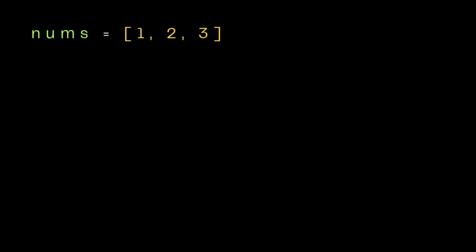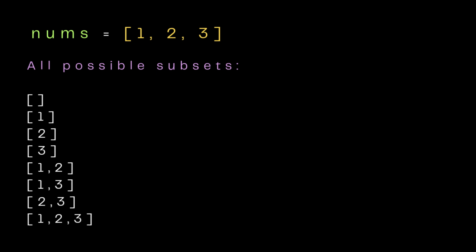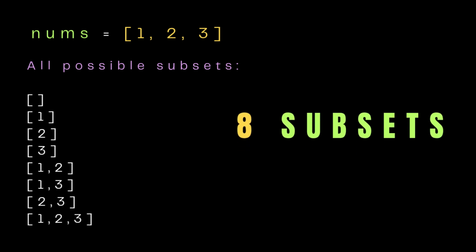We are given an array of distinct integers. We need to return all possible subsets of that array. For 1, 2, 3, that includes the empty subset, individual elements, pairs, and the complete array. So in total, we get 8 subsets.